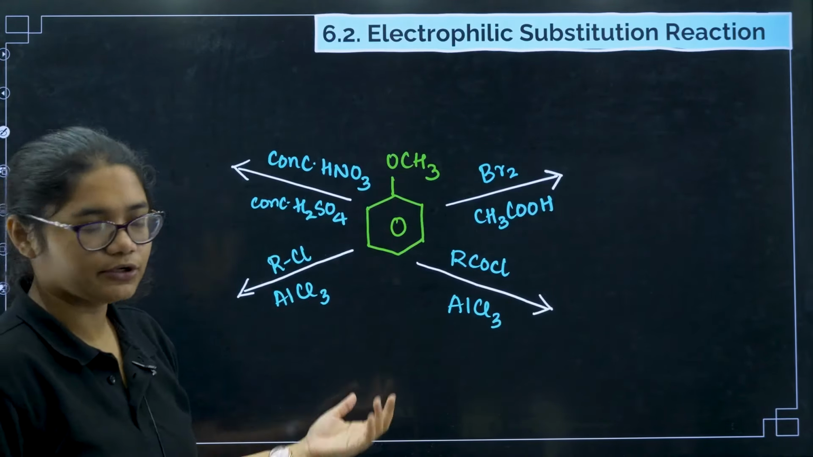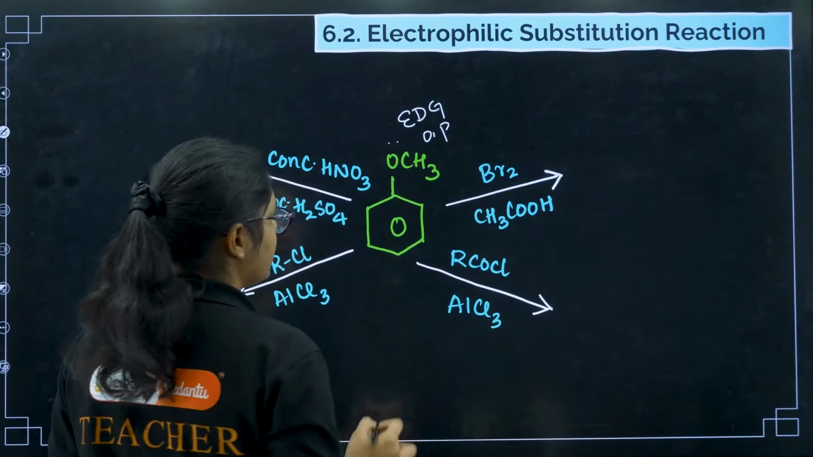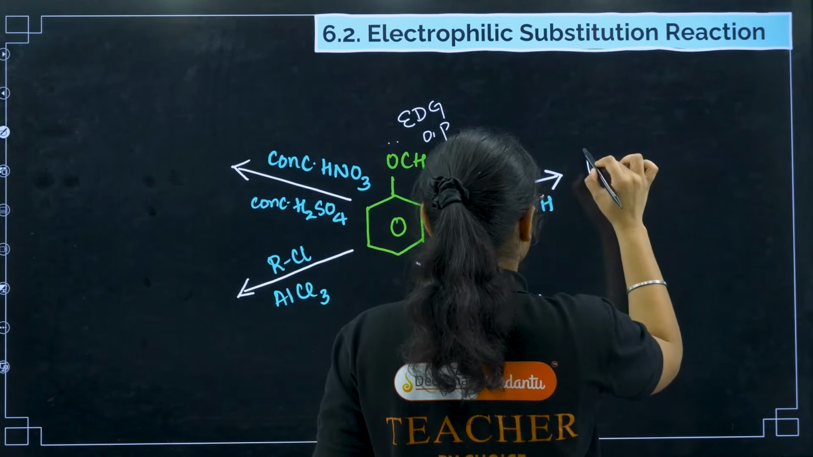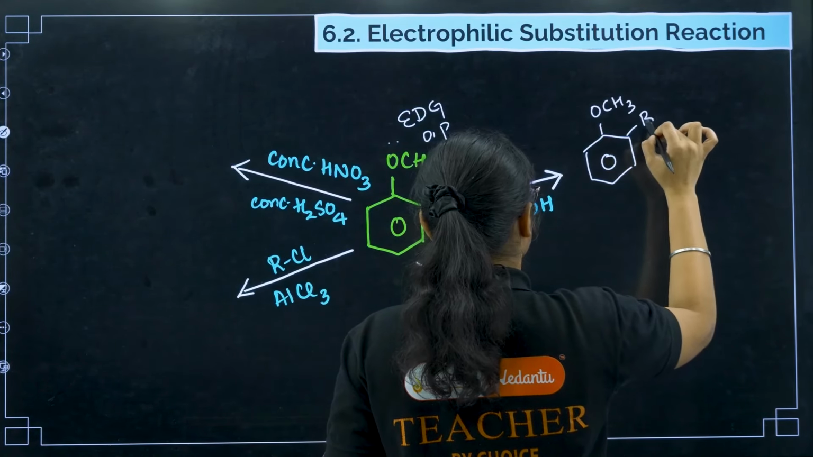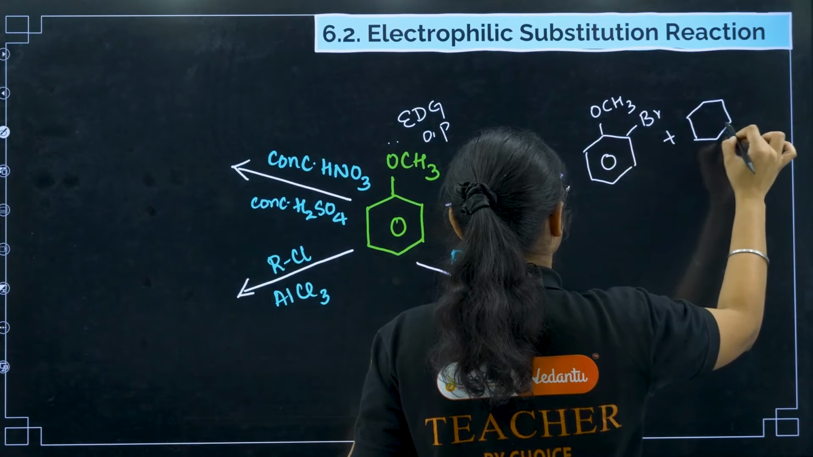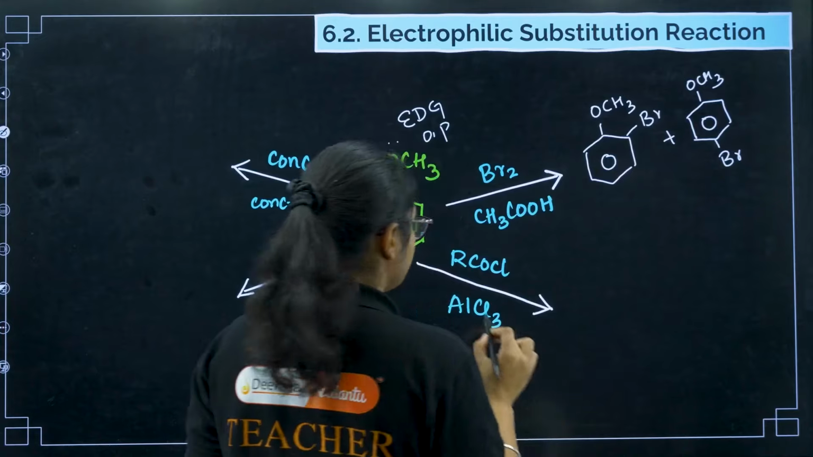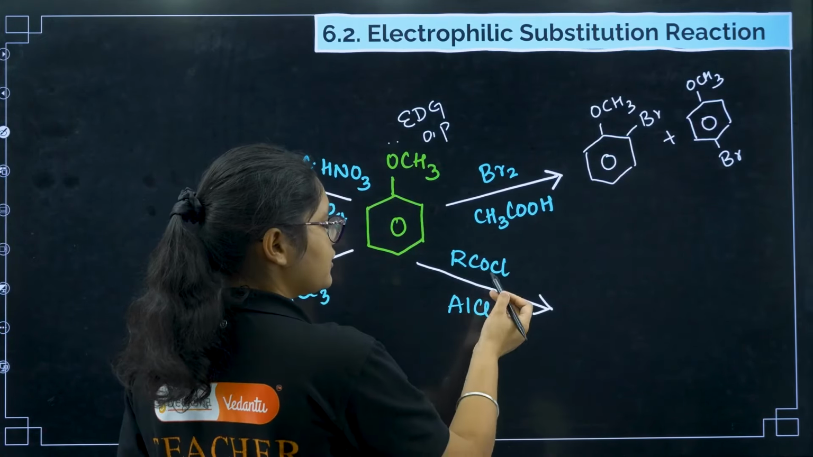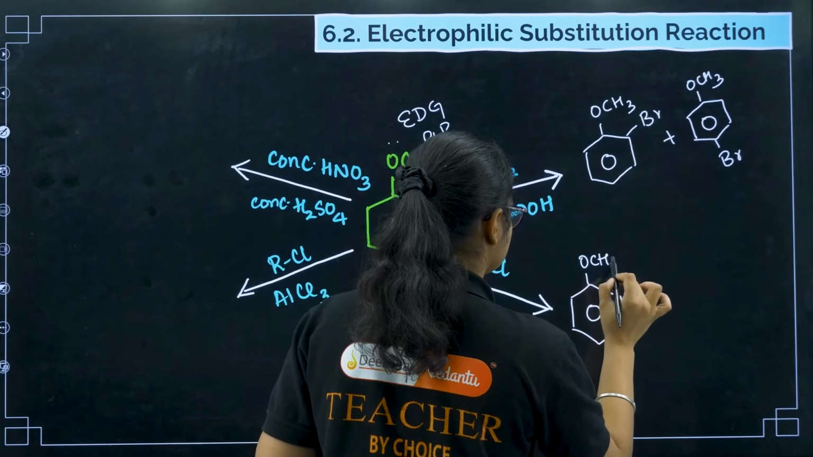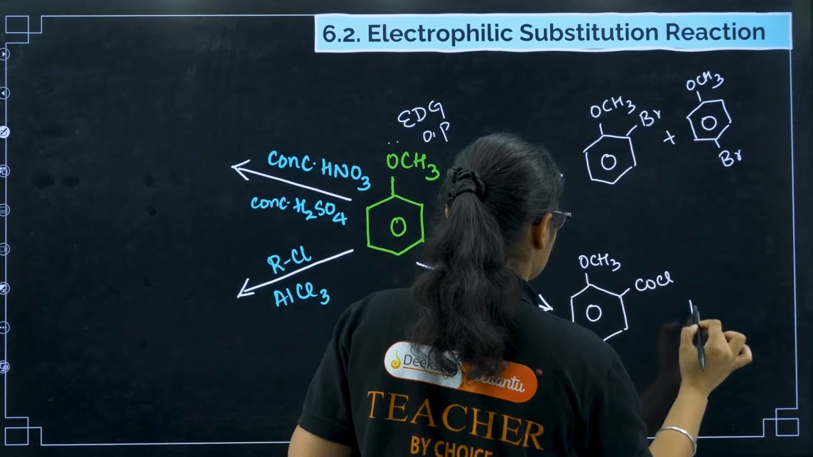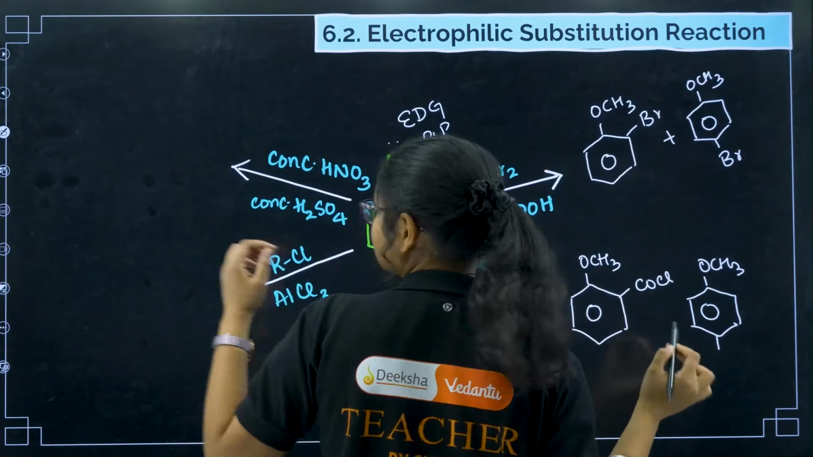Next, electrophilic substitution. You should know this is an electron donating group, so it is ortho and para directing. So for bromination, you take bromine in acidic medium, and you will get OCH3 with bromine at the ortho position and OCH3 with bromine at the para position. Next, RCOCl, this is your Friedel-Crafts acylation, right? So again we will have OCH3 here and COR will form.